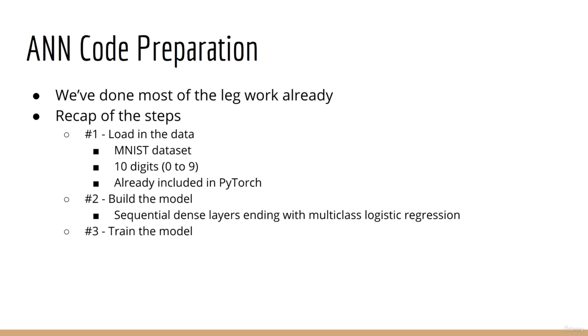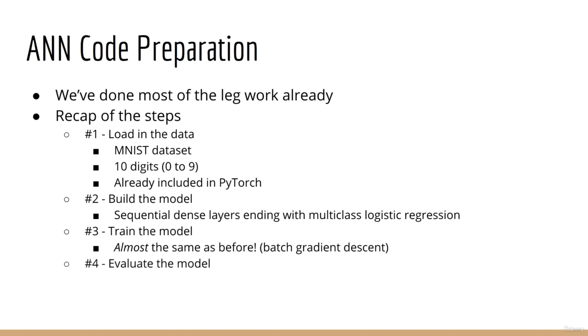All we have to do is pretty much the same training loop we have already seen, although there is one small modification we are going to make in order to improve the training process called batch gradient descent. We'll see what that is later on in this lecture. Step number 4 is to evaluate the model. Again, this is exactly the same. You could say that these steps are model agnostic. They don't care what the actual form of the model is.